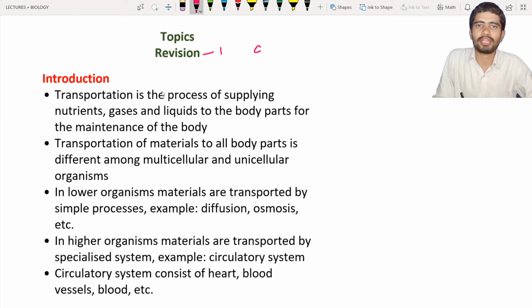Okay, the revision of chapter 3. Till now we have discussed the whole chapter, and now we are going to discuss the revision. After the revision, it means we are going to complete the revision in two lectures. This is revision 1 lecture, and after this there will be a revision 2 lecture, and after that there will be a test.